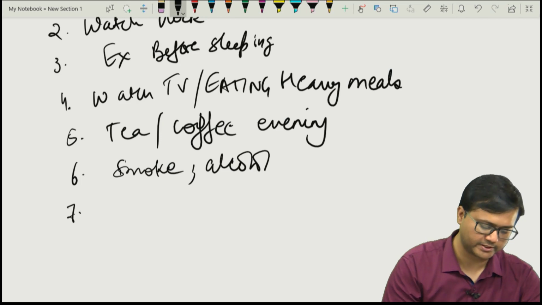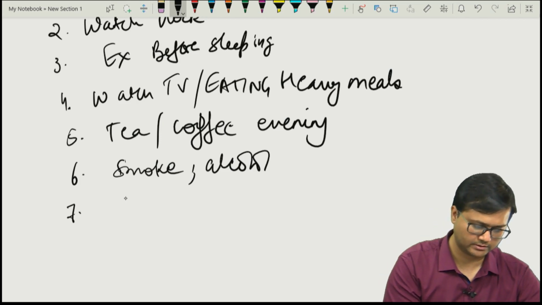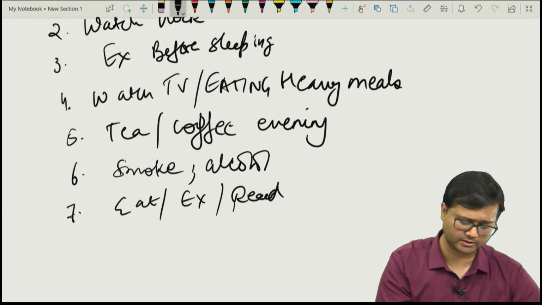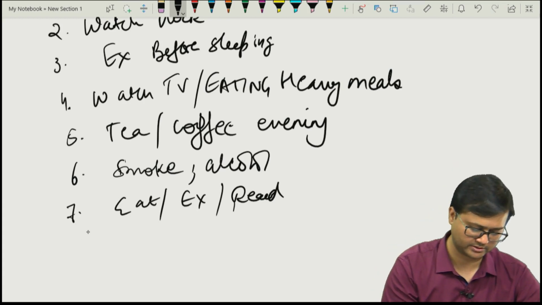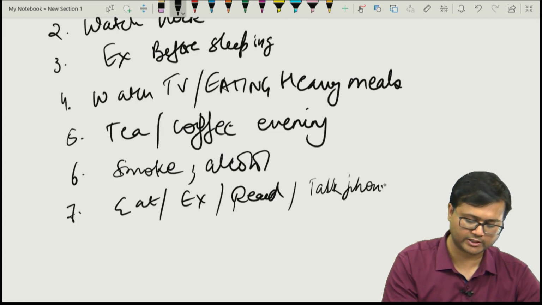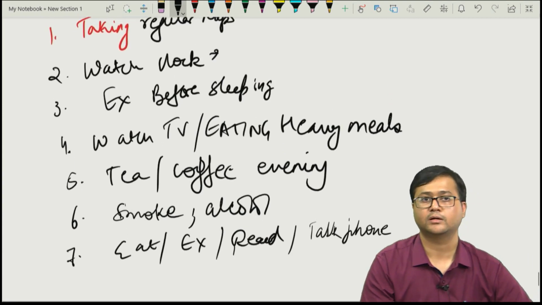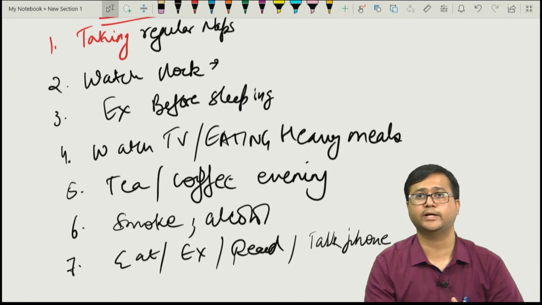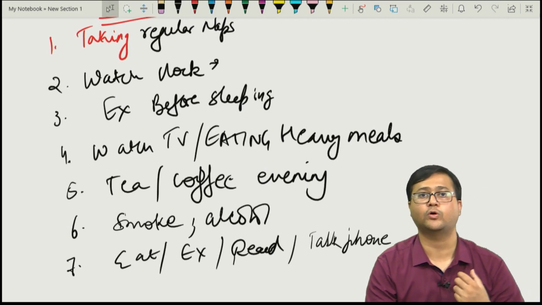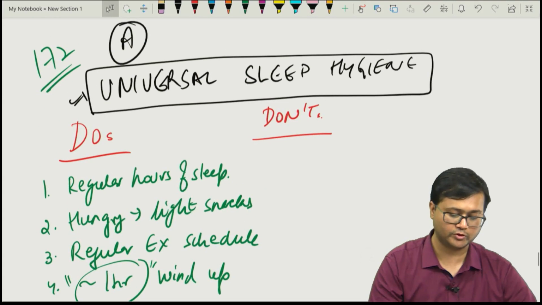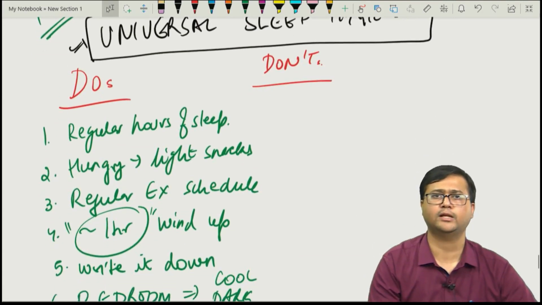And also we should use the bed only for sleeping, so we should not eat, exercise or read anything while sitting on the bed. We should use other places like a sofa or a chair for these activities. We should also not talk on the phone while on our bed. So that our mind has an association that whenever I come to bed I have to sleep. This association should always be maintained. So these are the various don'ts and do's of universal sleep hygiene, and these generally help all of us.